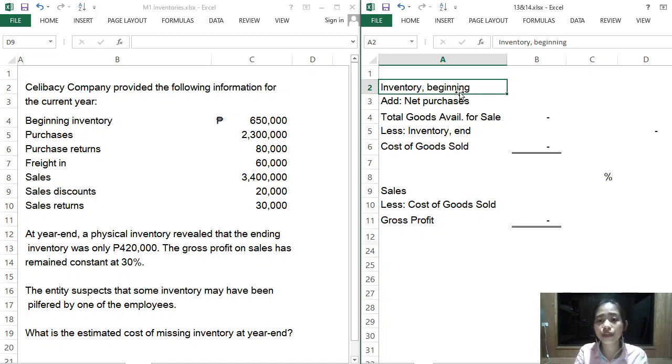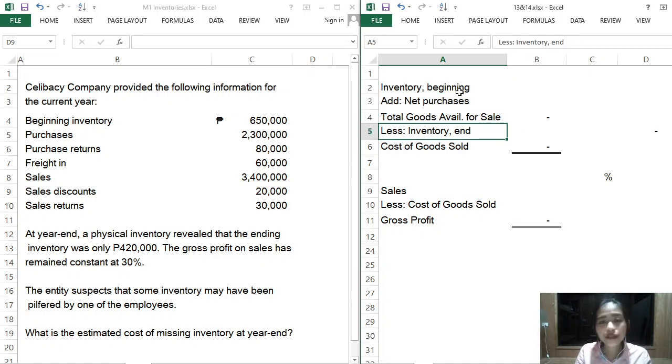So we have inventory beginning, and then we add the net purchases. So yung inventory natin at the start of the period plus yung mga inventory na binili natin during the period. So a total of those goods is what we call total goods available for sale. So I think it's self-explained.